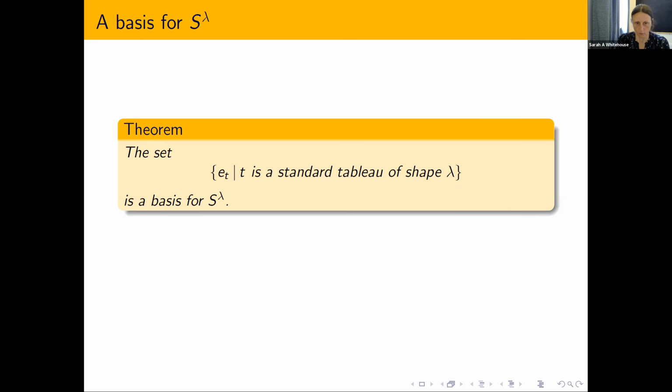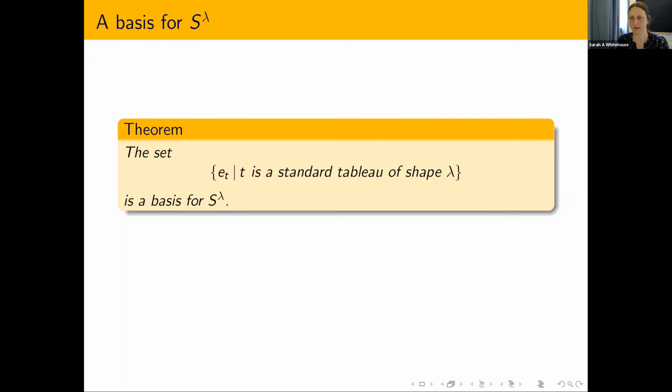So when we constructed this S lambda, I might have skipped over it slightly, but what I didn't say was that the ET things form a basis. What I said was take all complex linear combinations of them. So in other words, take the span of them. And the point is that they're not linearly independent in general. So that's why I didn't say they form a basis, because they don't.